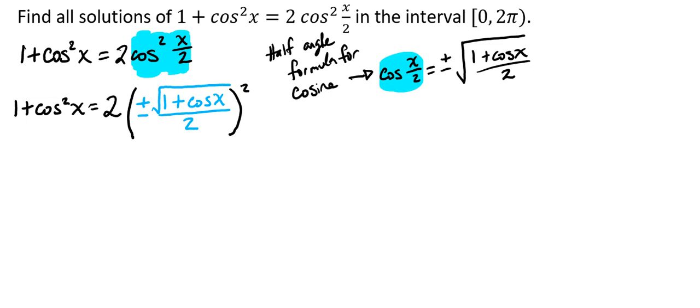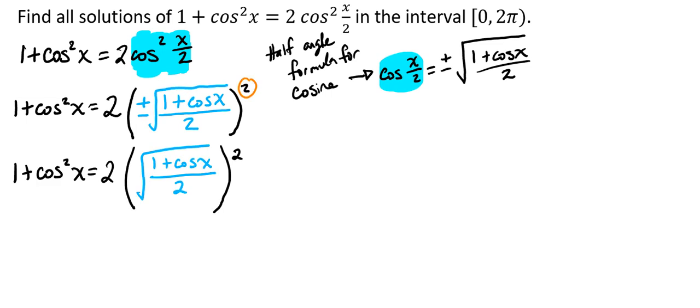Now, because we're squaring this, it actually doesn't matter if it's a positive or a negative, because a negative times a negative is a positive. So either way, our answer is going to come out positive, so we can drop our plus or minus sign. That gives us 1 plus the cosine squared of x equals 2 times the quantity, the square root of 1 plus the cosine of x, all divided by 2, quantity squared. And we know that squares and square roots are inverses of each other, which means that that square root and that square are going to cancel each other out.